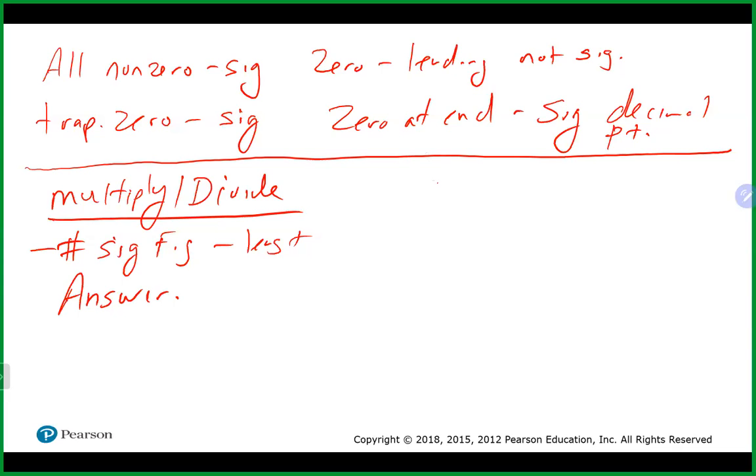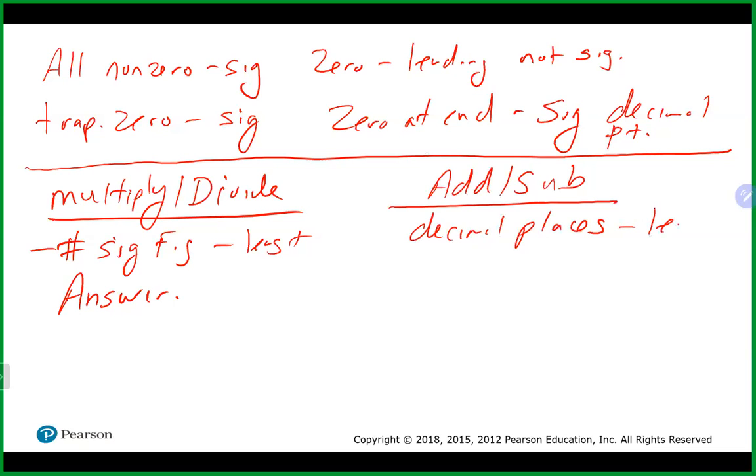Same thing with addition and subtraction. It is a little bit different. We do not look at significant figures, but we do look at decimal places. And once again, it is the least number of decimal places that you're looking for, and that is how many decimal places your answer should have. The idea behind that is that the one with the least decimal places or significant figures is pretty much your worst measurement. So your calculation is only as good as your worst measurement.